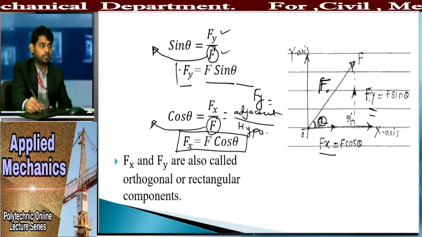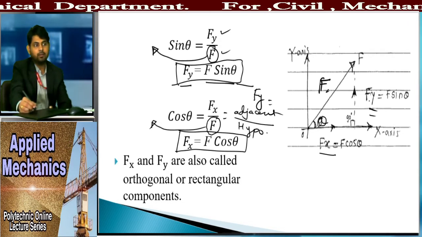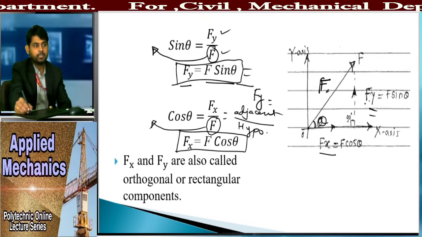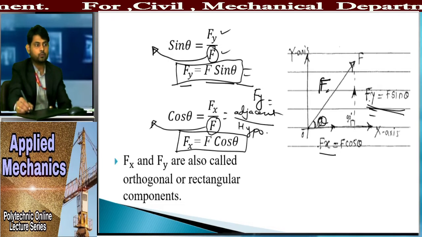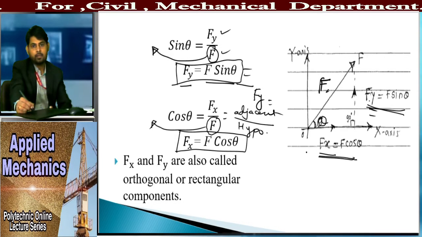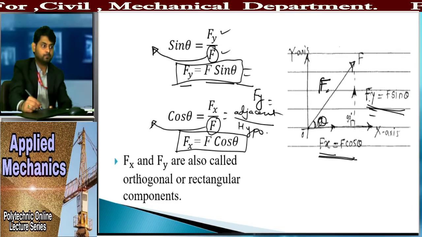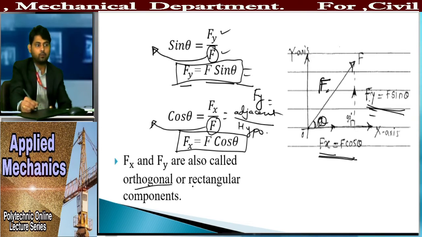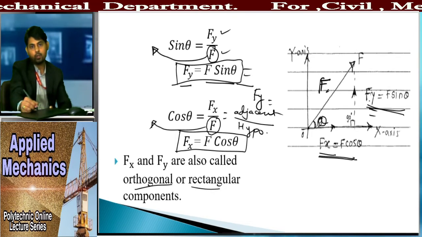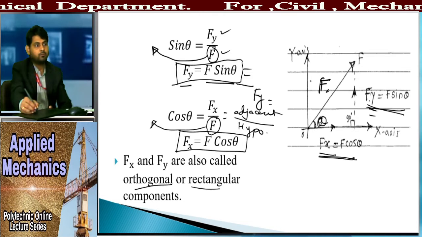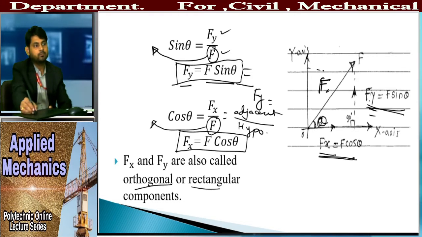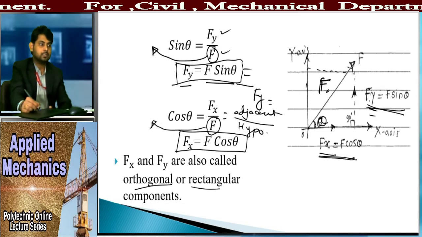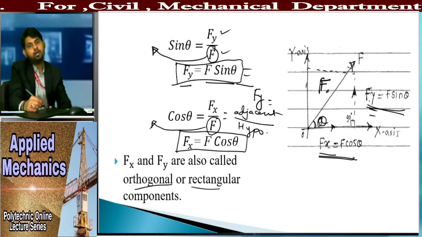So for the vertical component we resolve the force as F sin theta, and for the horizontal component we resolve the force as F cos theta. Now Fx and Fy are also called orthogonal or rectangular components. Why can we call them orthogonal or rectangular components? Because once we complete this, it will be converted into a rectangle. That's why we call them orthogonal or rectangular components.